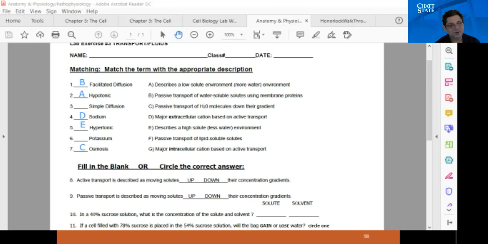I think that's what gets people mixed up. So pay attention to those words. It's always the solution that the cell is put in, not what's going on inside the cell. We just want to see how that cell is going to behave.